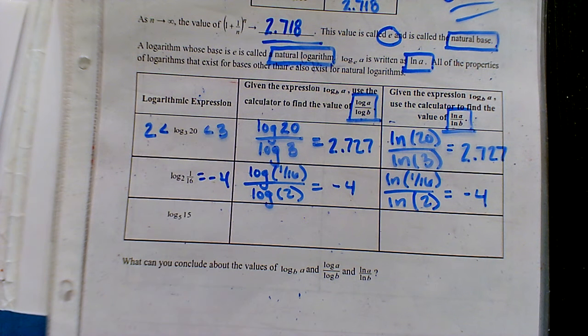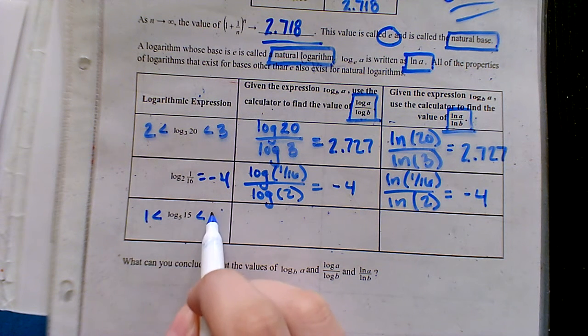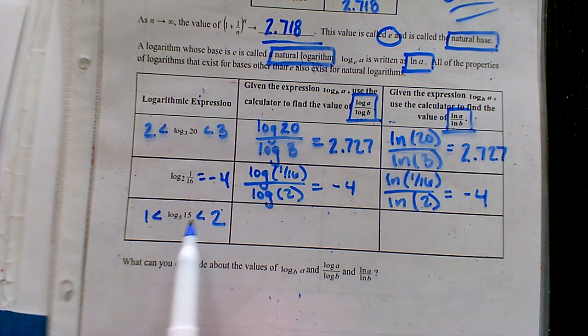What power do you have to raise 5 to get 15? If it's not a nice power, what should it be between? A number between 1 and 2. So 5 to the first is 5. 5 squared is 25. 15 is definitely in between 5 and 25, so we should get a number between 1 and 2.